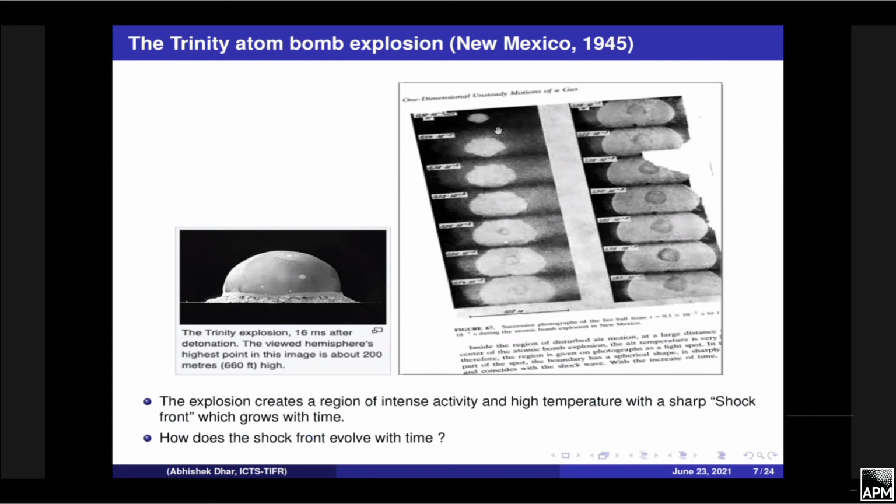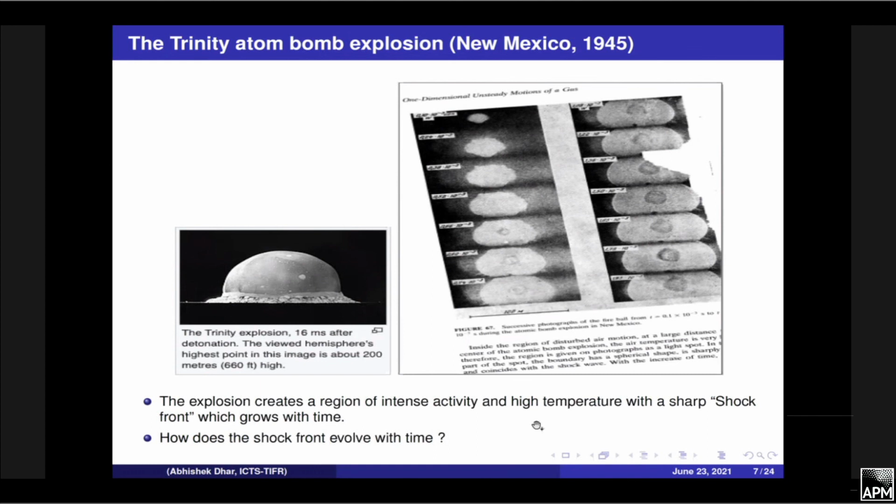There's a very hot region which is expanding. So one of the first questions one can ask as a physicist is, how does this length scale grow? You can see there's a sharp shock at the edge of the blast, and it's expanding. And the question is, how does it grow with time?